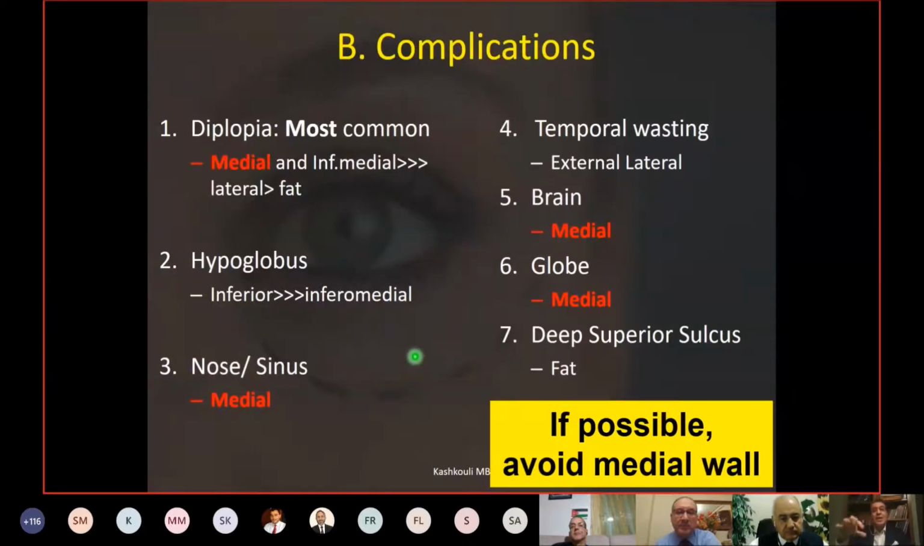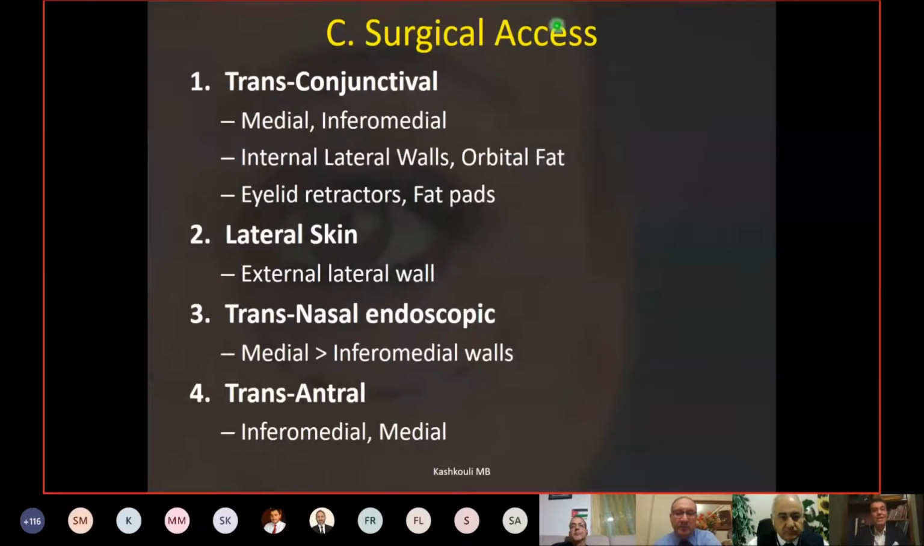I will come to that, mixing all this information, how we can make a decision. Based on complication, don't go medial. How about the surgical access? If we go transfornical inferiorly, we can extend it to the caruncle up there, reach to the medial wall, having inframedial wall access through conjunctiva, and then most of the time we go internal lateral wall through the same incision with no skin incision.